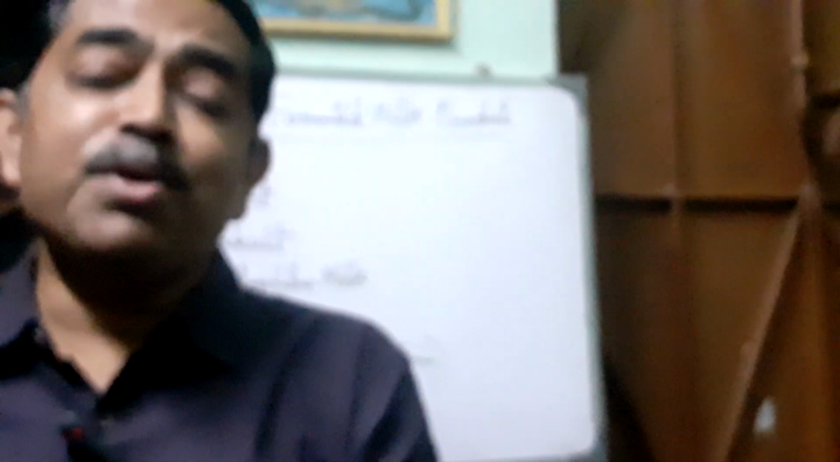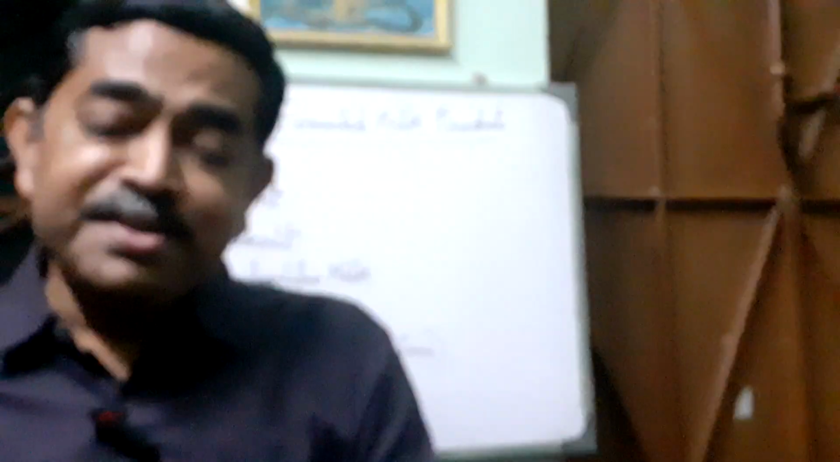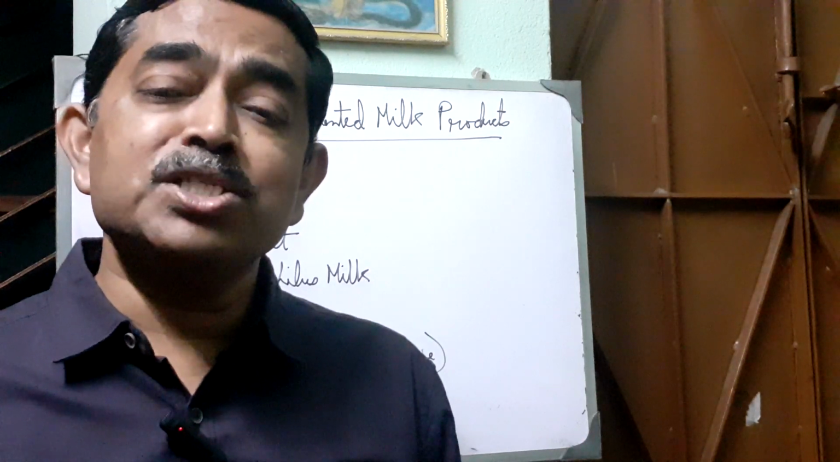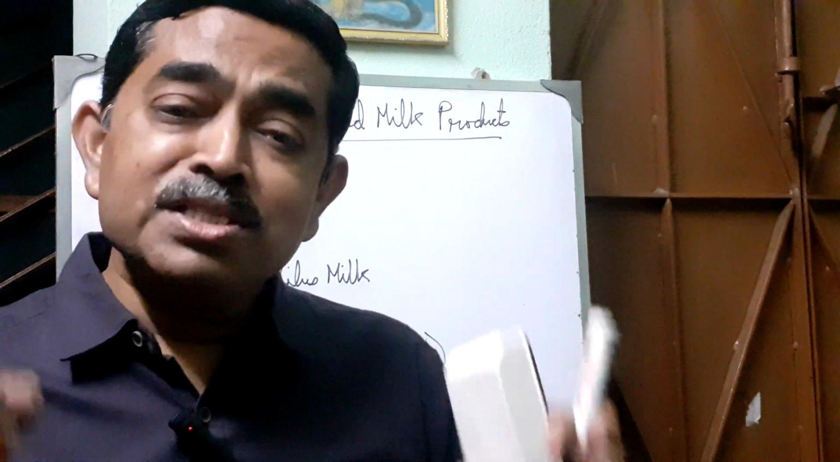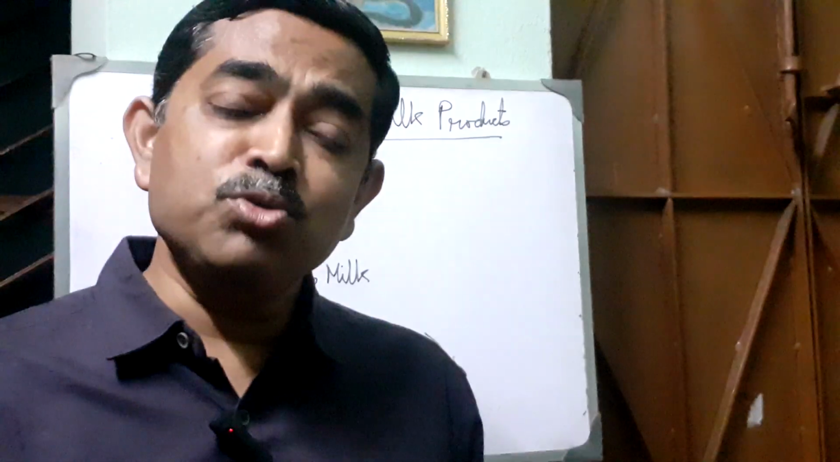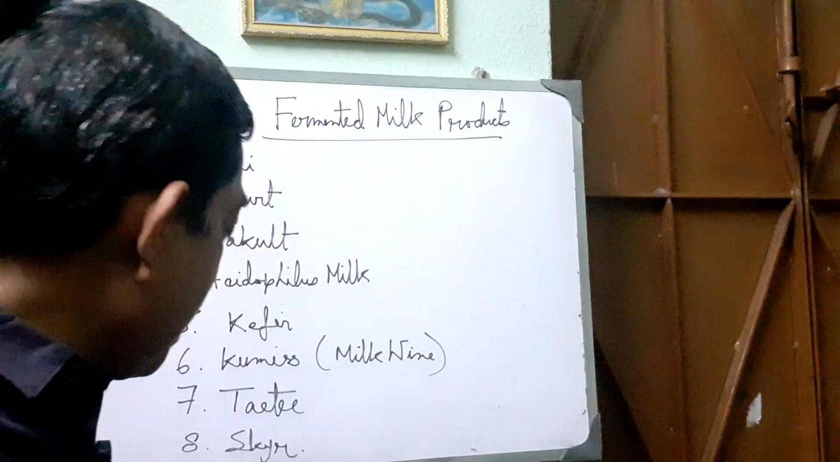And skyr is the traditional Icelandic fermented milk product. It is rich in protein and low in fat. And here Streptococcus thermophilus, Lactobacillus bulgaricus, and Lactobacillus helveticus, these types of bacteria and lactic acid bacteria, are generally used for the production of skyr.